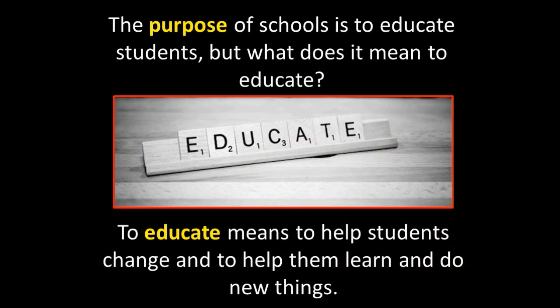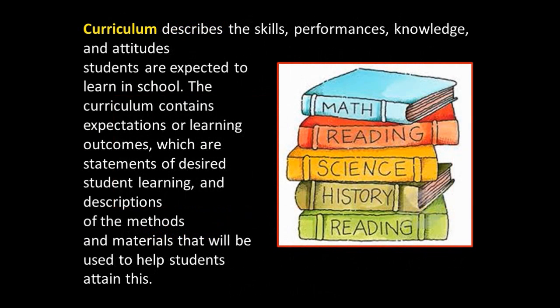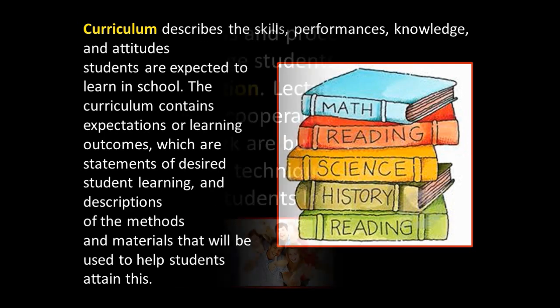The purpose of schools is to educate students, but what does it mean to educate? To educate means to help students change and to help them learn and do new things. Curriculum describes the skills, performances, knowledge, and attitudes students are expected to learn in school. The curriculum contains expectations or learning outcomes, which are statements of desired student learning, and descriptions of the methods and materials that will be used to help students attain this.